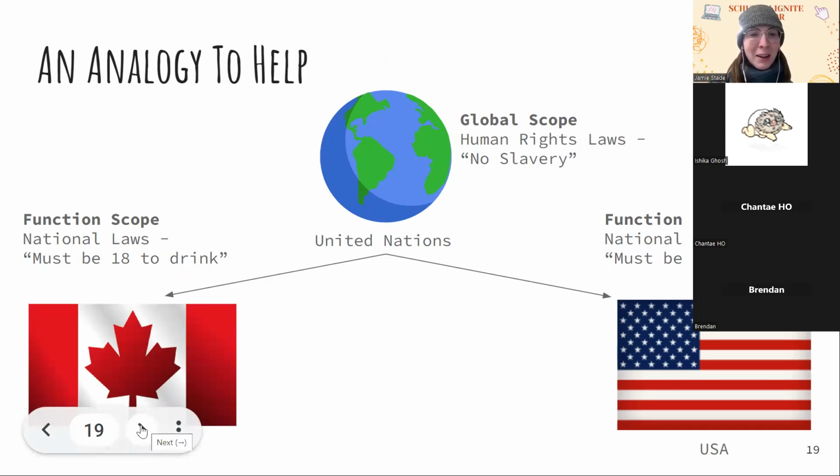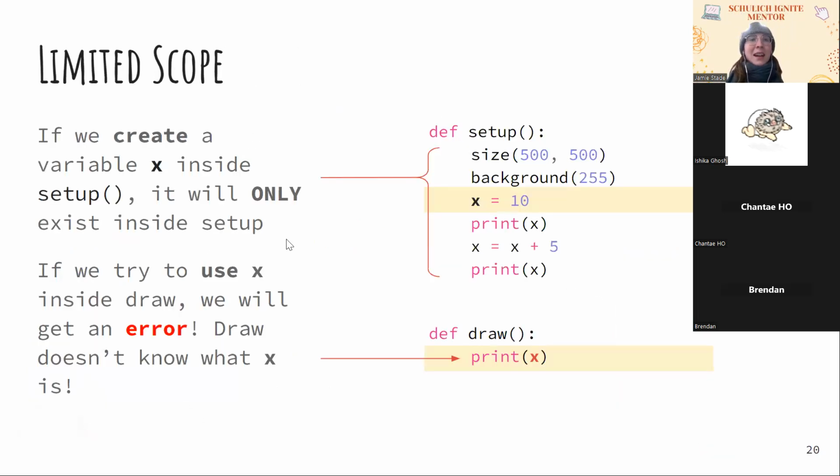Okay, maybe a little example to help. Here's an example of limited scope. If you define a variable within setup, like x here, for example, it will only exist inside setup. So if we tried to use x here in draw, it doesn't know what x is, because it only exists in setup, because that is where we defined it.